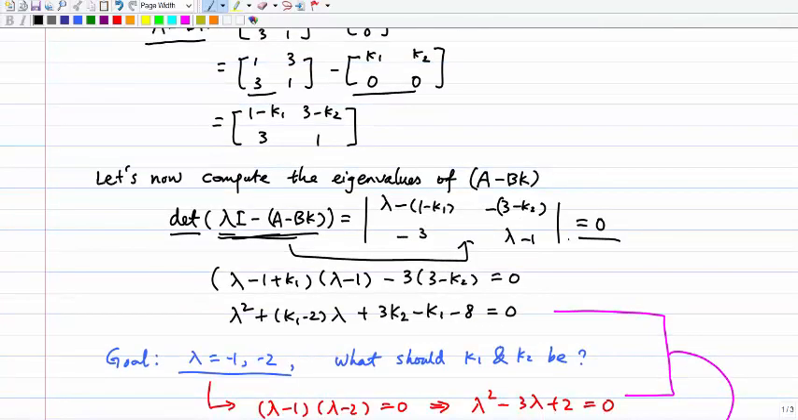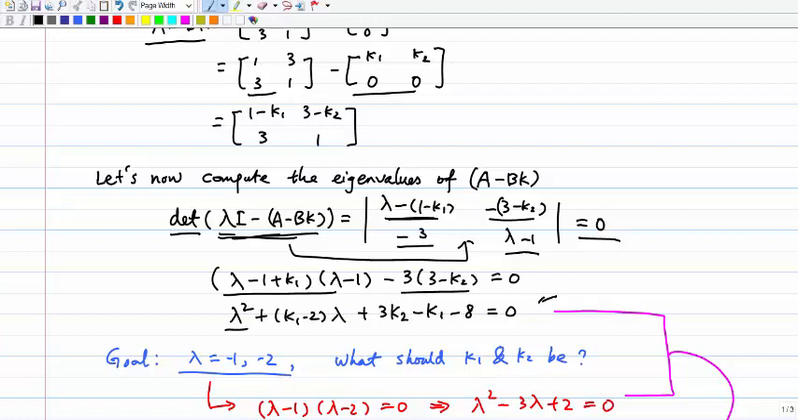If you compute the determinant, it will be the product of these two, minus the product of the off-diagonal entries. Because the minuses cancel out, I can do just minus 3 times the whole thing. With a little bit of computation, we get lambda squared plus (k1 minus 2) times lambda plus 3k2 minus k1 minus 8 equals 0. So that's what we have.